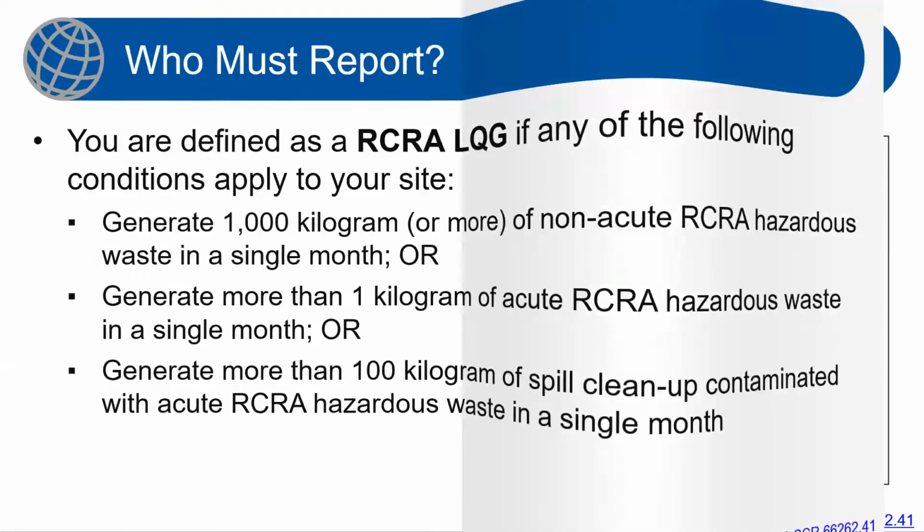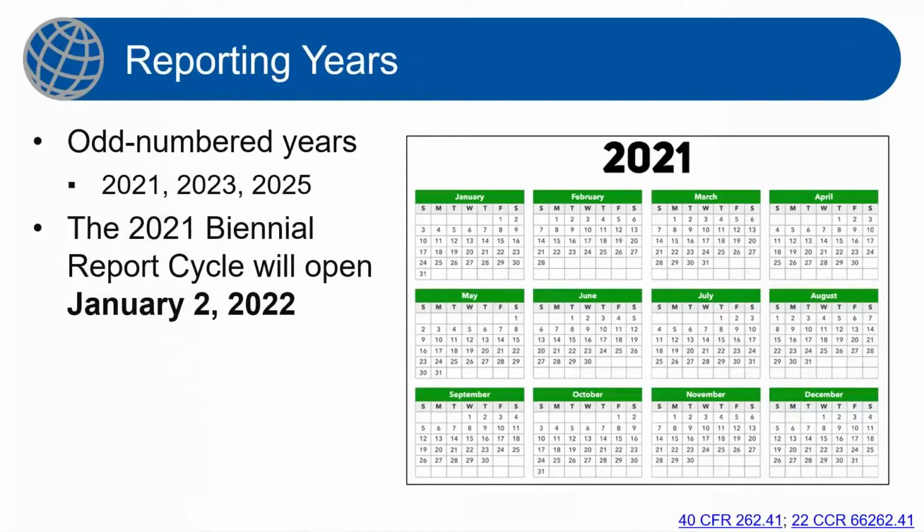Now, the reporting years are each odd number years. So 2021 happens to be a reporting year. And our next reporting year would be 2023 and onwards with those calendar years that end in odd numbers.